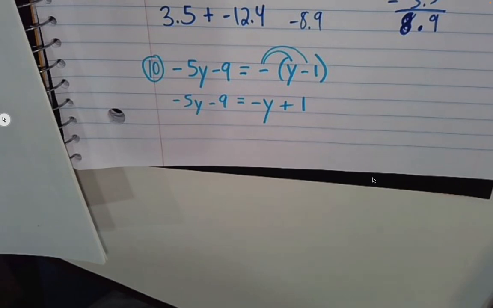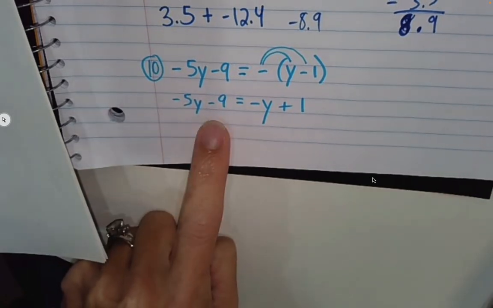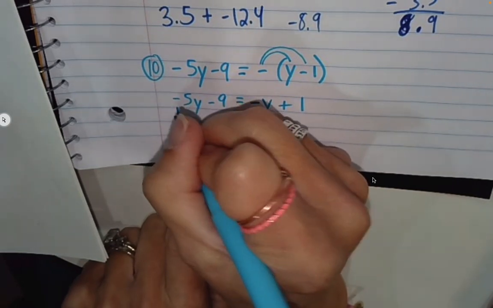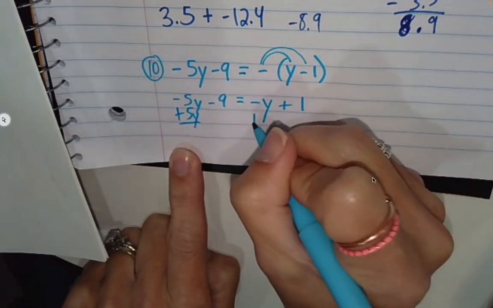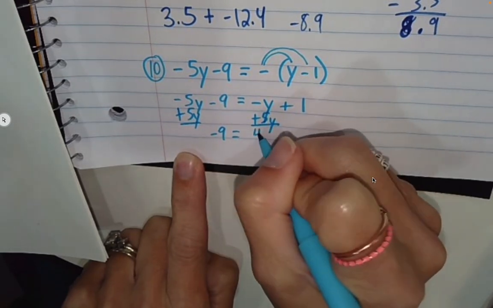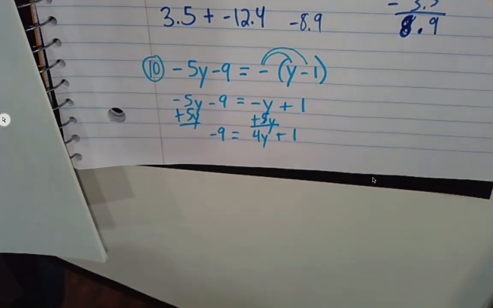Now, y's are on both sides. Whenever you move to the other side, that's when you do the opposite. I move the smaller one, which in this case is negative 5y, right? You could move either one. How do I move negative 5y? Do I add or subtract it? Yeah. You add. You do the opposite. So we're going to add 5y over here. Negative 9 equals 4y plus 1. Now, solving for y. What two numbers are over there with it?